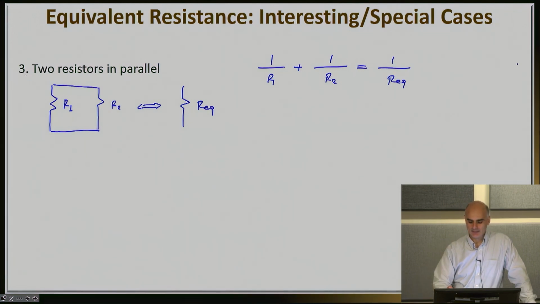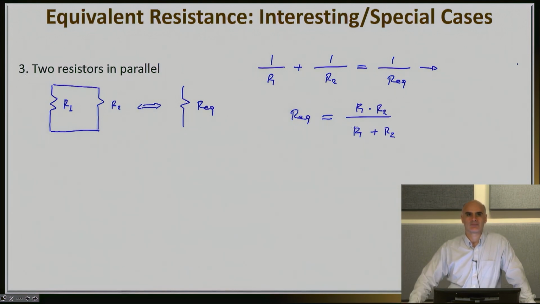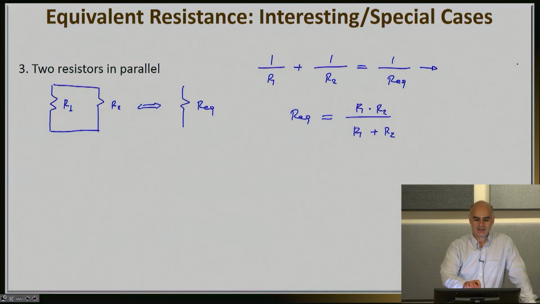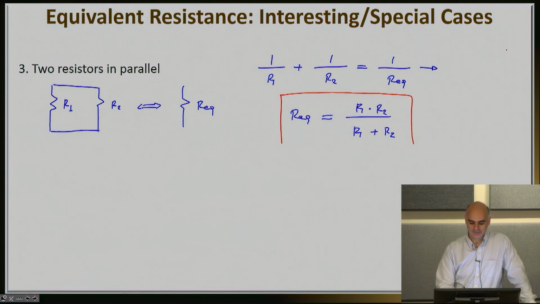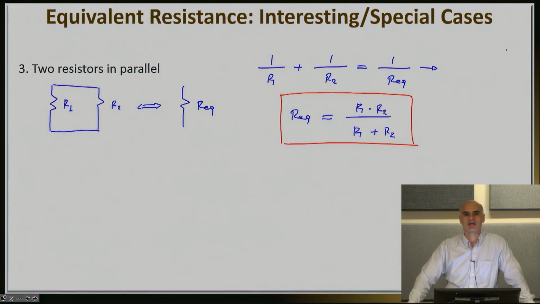And if you do the algebra a little bit here, you will find out that Req will be equal to R1 times R2 over R1 plus R2. Now, this situation occurs so often in real life that honestly it's worth memorizing the expression that you see right here. And the expression that you see right here gives you very quickly, explicitly, the equivalent resistance for the case of just 2 resistors connected in parallel.